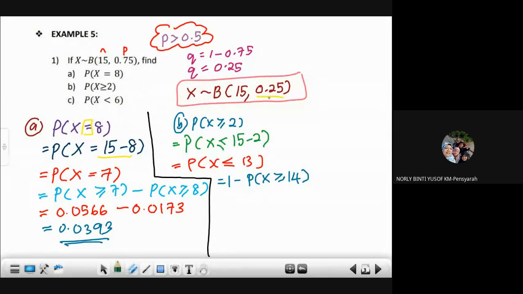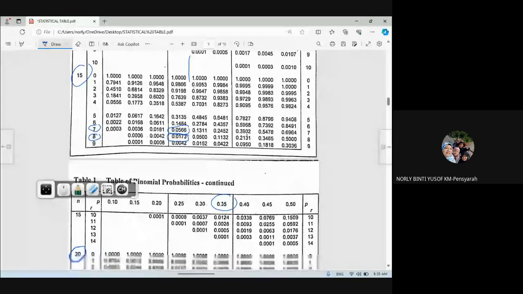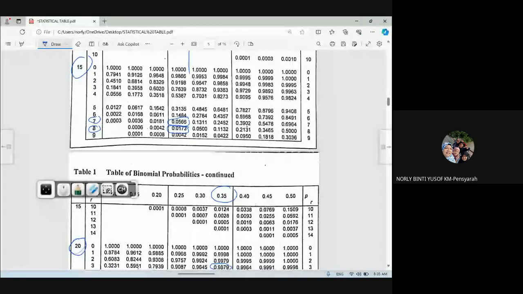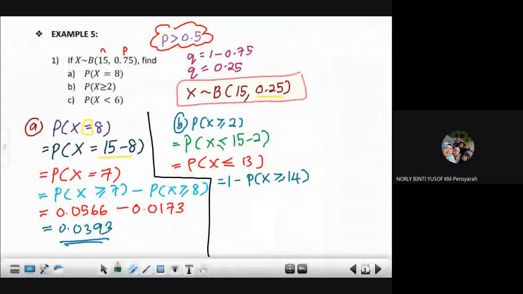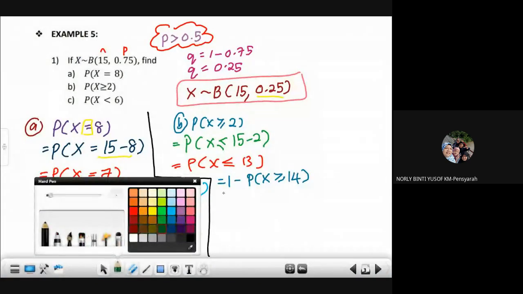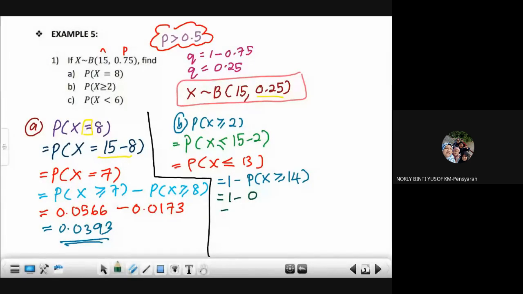So P, you punya P tu yang dekat table tu asalnya Q kan, tapi P lah 0.25 dan N ialah 15, R ialah 14. So you baca, dia tengok untuk 14. Tengok ni ke bawah, ni 14 kan. So ini, ada tak nilai kat sini? Tak ada kan? So bila tak ada, nilai dia adalah 0. Okay. So you put here 0. 1 minus 0. So the answer is 1.